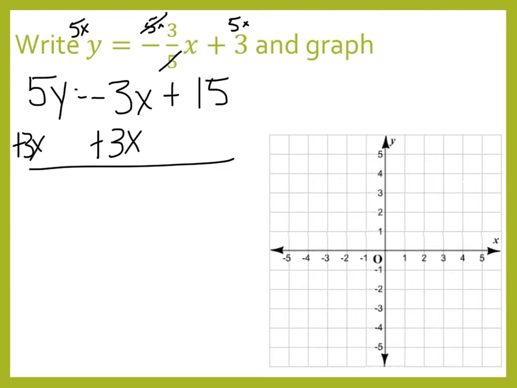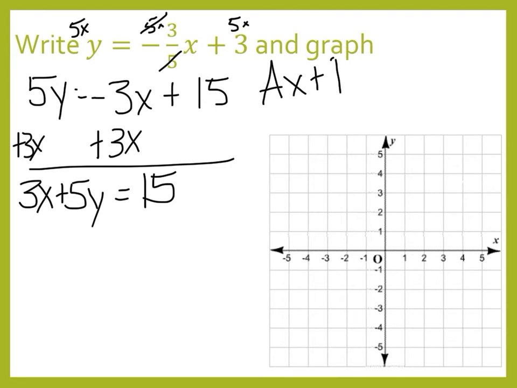The x goes first in standard form, so I have to write 3x plus 5y. Remember, those aren't like terms, so I can't add them together. Equals 15. Now this looks like standard form. Remember, standard form is ax plus by equals c. That's why I want to get the number by itself.